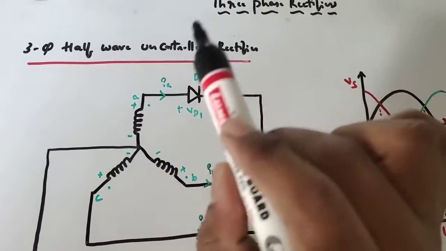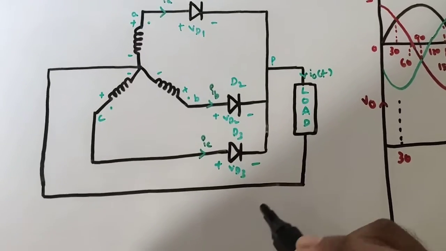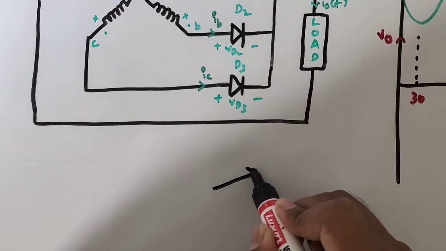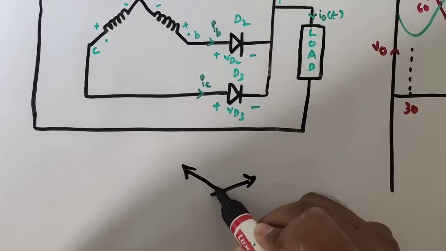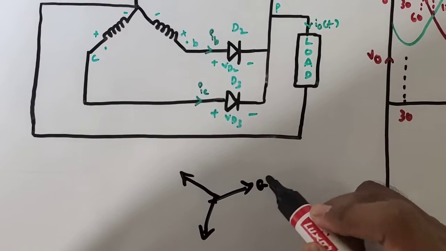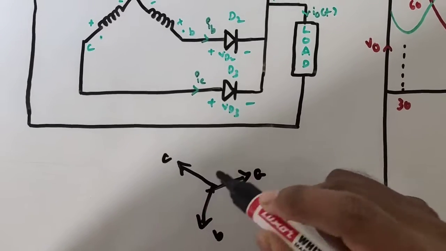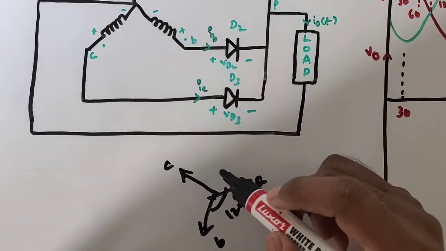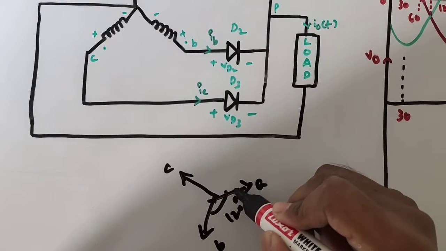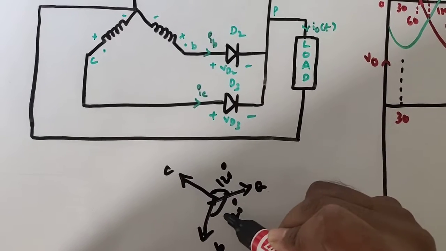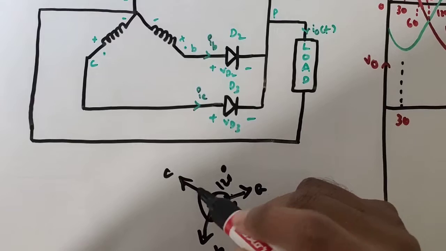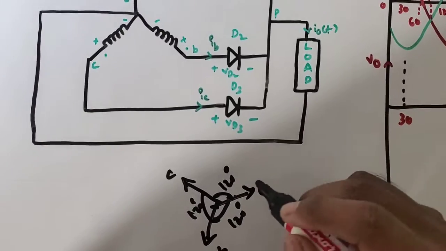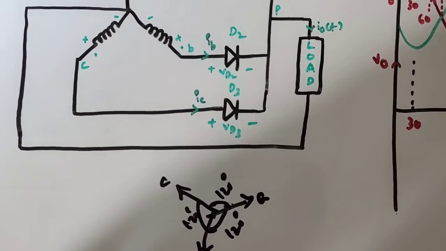Here we are using diodes. We already know one basic thing: the phases in a three-phase system are displaced by 120 degrees like this. This is the A phase, this is B, and this is C. So from A to B there is a 120 degree displacement, and here it is 120, and from A to C it is 240. That is what is happening.